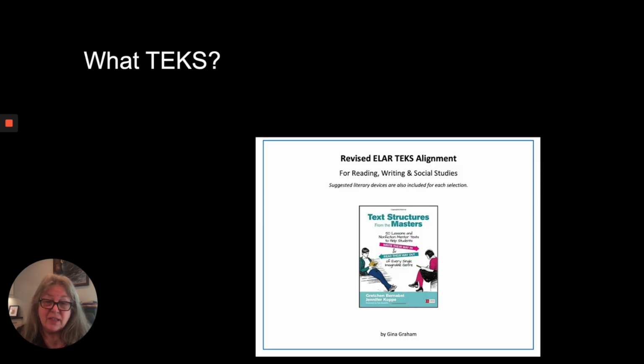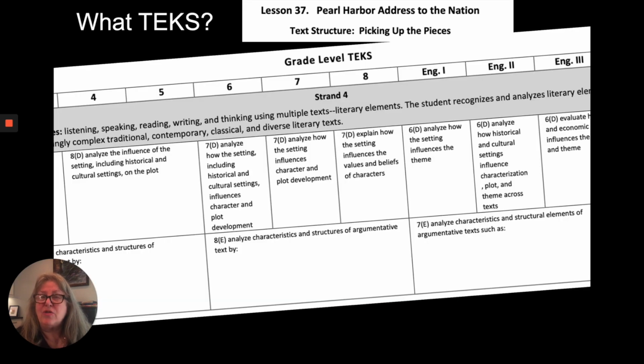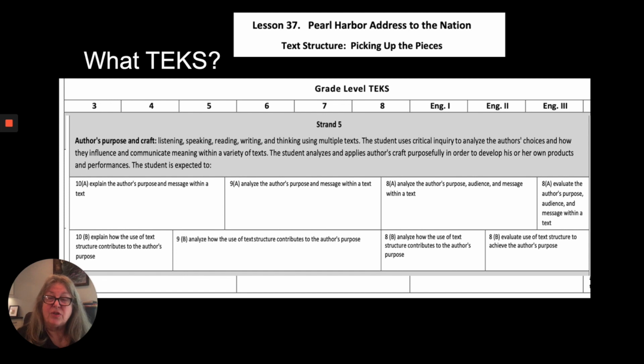So let's think, what TEKS would we be covering in a lesson like this? We have those TEKS alignment documents posted on the Trail of Breadcrumbs website. You can take a look if we were doing the Pearl Harbor address like we did, Picking Up the Pieces, which TEKS would we have been addressing there? Oh, strand 4, literary elements, looking at how setting influences the values and beliefs of the characters. Analyzing characteristics and structures of argumentative text, strand 5. Analyzing author's choices. And look at that bottom one, analyzing how the use of text structure contributes to an author's purpose.